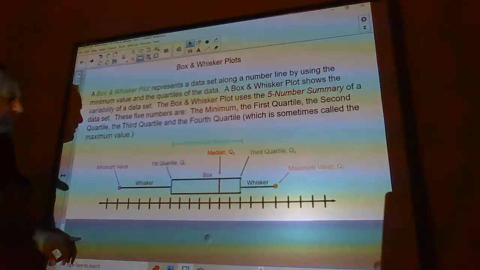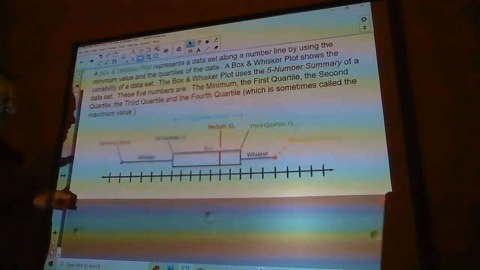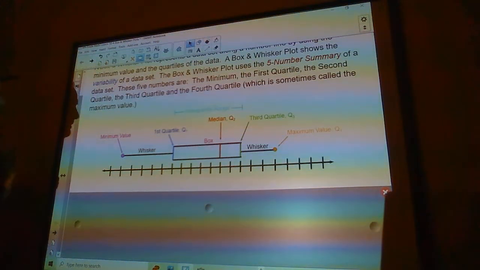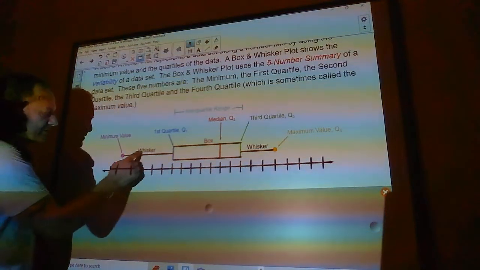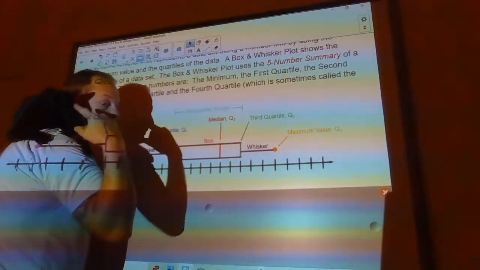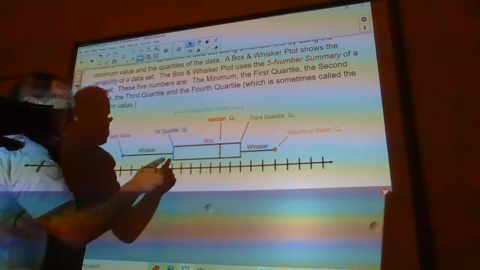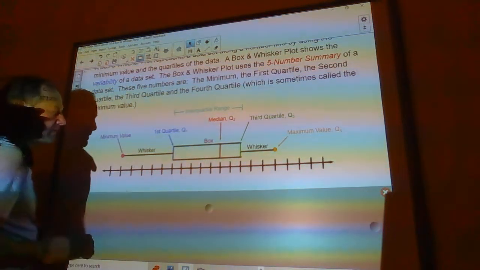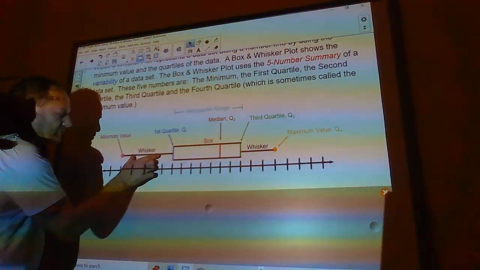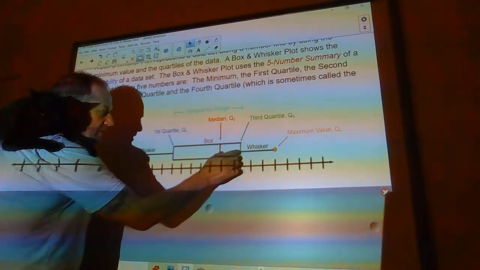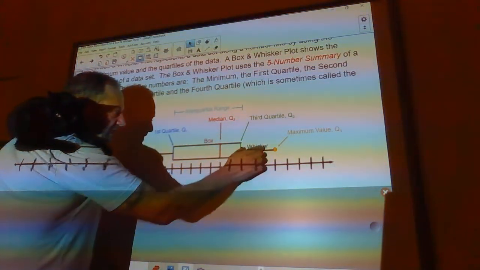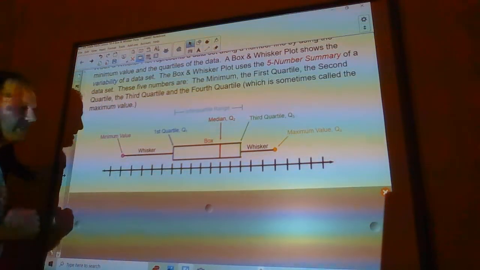Okay, so here we have a box and whisker plot. These are called your whiskers, right? These are your whiskers, right, Luna? And this is called the box. Now, this represents 25% of the data, this represents 25% of the data, this represents 25% of the data, and this represents 25% of the data.